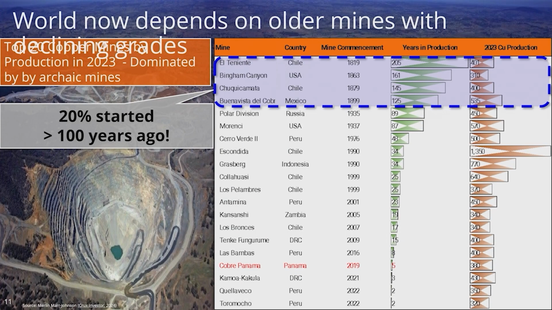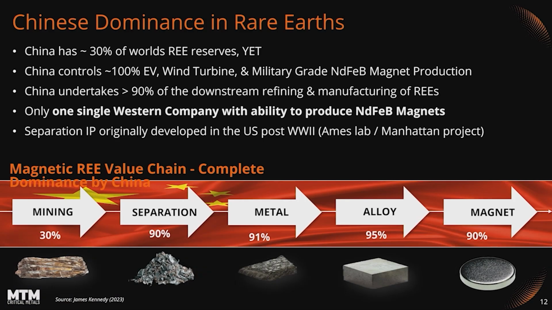And copper, another copper example, where of the top producing copper mines in the world, over 20% of them were discovered over 100 years ago. So we're basically reliant on archaic mines. And these mines have to go deeper and deeper to get to the ore, which means you have to move more earth, bigger environmental footprint, etc. So where's all this metal going to come from?